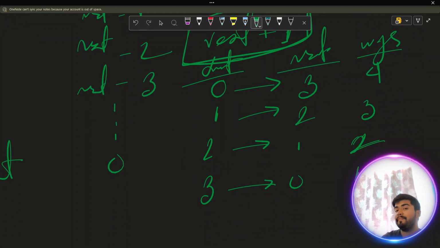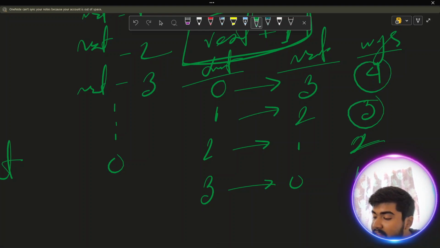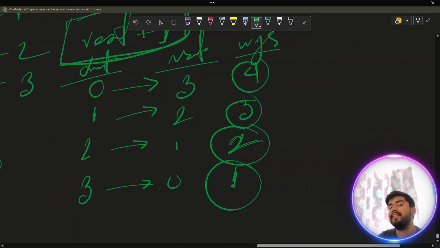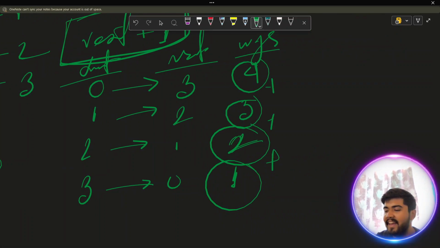So now what do we need? When my first is 0, I have a total of 4 ways. When my first is 1, I have a total of 3 ways. When my first is 2, I have a total of 2 ways. When my first is 3, I have a total of 1 way. So what is my answer then? It is nothing but the summation of those. I mean, guys, it comes to 10 only.